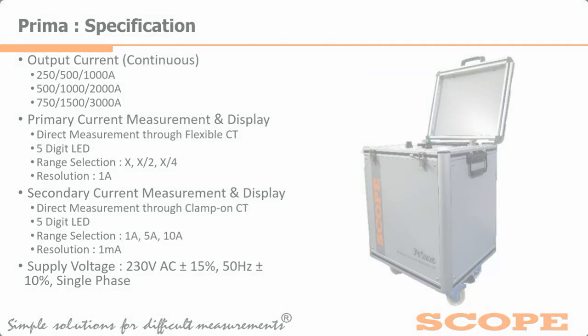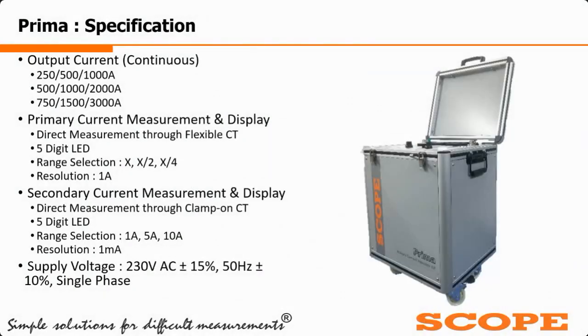As I said, from the primary specifications point of view, we have provided 3 ranges. That is rated current, rated current divided by 2, and rated current divided by 4. So in the 1000 ampere primary current injection test kit, we have provided 3 ranges: 1000, 500 and 250. Similarly, in the output current range of 2000 ampere, we have provided 3 ranges: 2000, 1000 and 500. Similarly, in the 3000 ampere range, we have provided 3000, 1500 and 750 ampere current ranges.